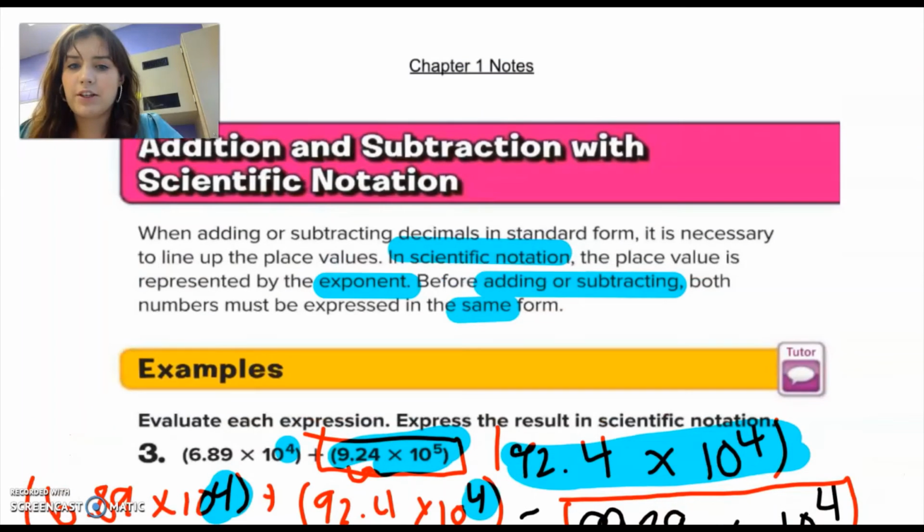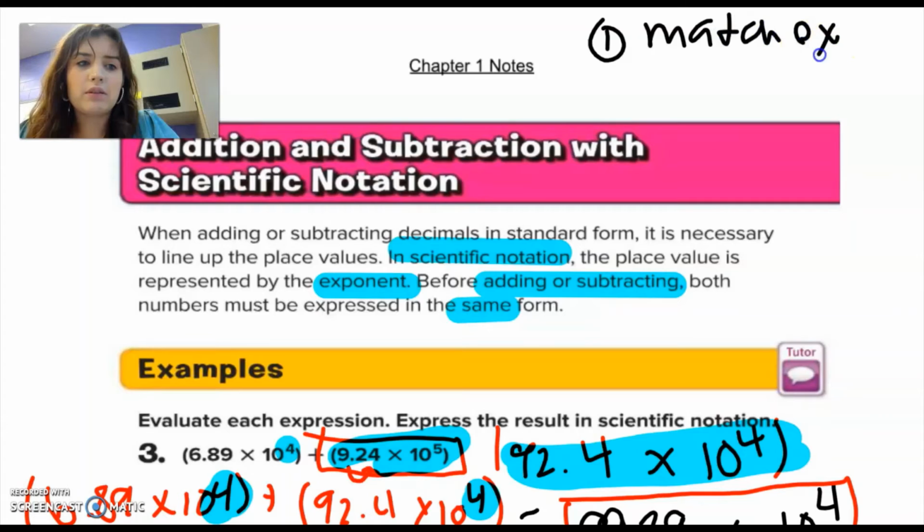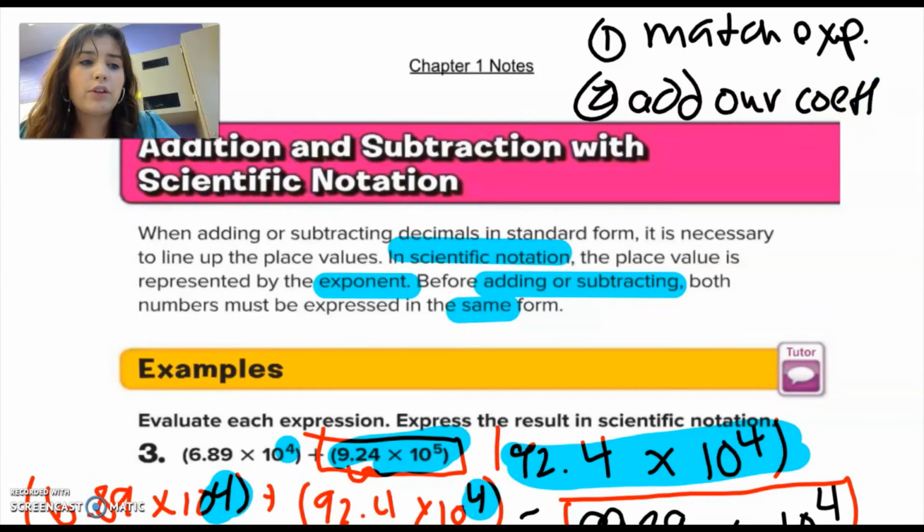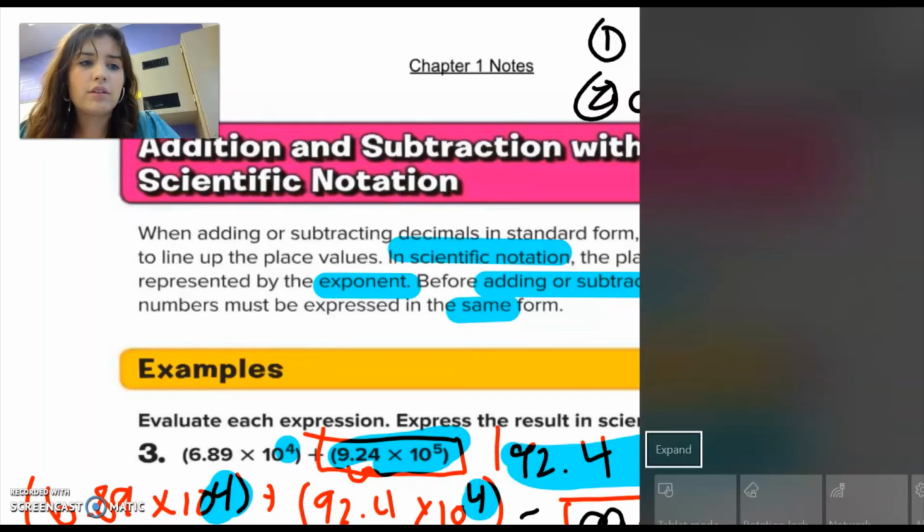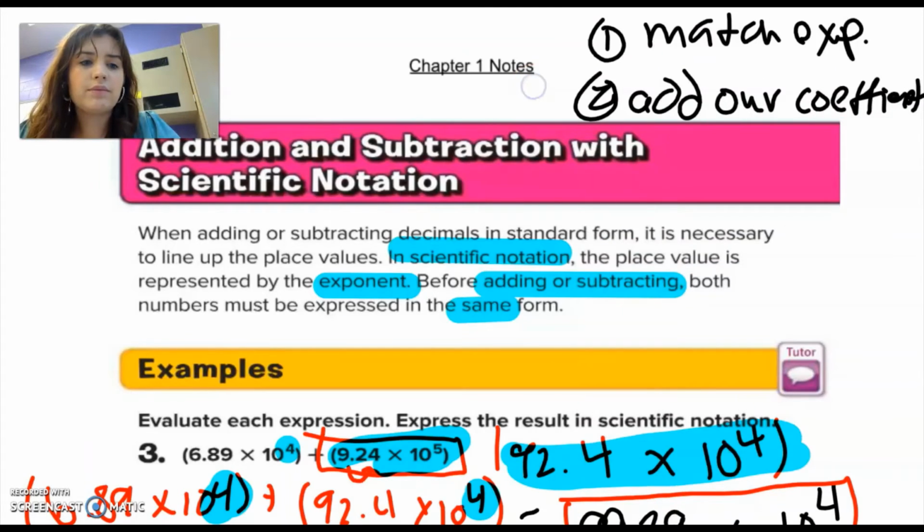So our steps here are to match our exponents. Okay, that's when we move our decimal according to our changing exponent. Our second step is just to add our front numbers, which are also called coefficients. And then our third step is to correct the scientific notation.